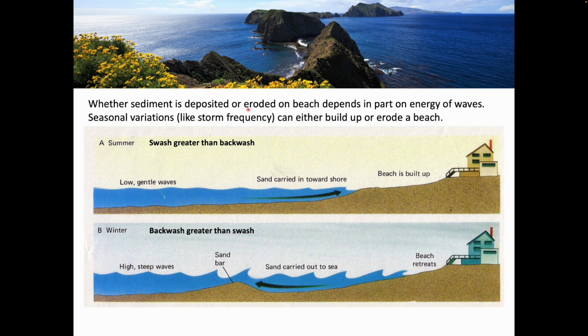Whether sediment is deposited or eroded on the beach depends in part on the energy of the waves. Seasonal variations like storm frequency can either build up or erode a beach. In the Northwest, for example, during summer, we tend to have smaller, more gentle waves. And that means our swash is greater than the backwash, so sand is carried in towards shore and the beach is built up. During the winter, on the other hand, we have frequent powerful storms. So we have larger, higher waves that bombard the beach with high amounts of energy, which makes our backwash very strong, and that carries sand out away from the beach and builds it up in offshore sandbars.